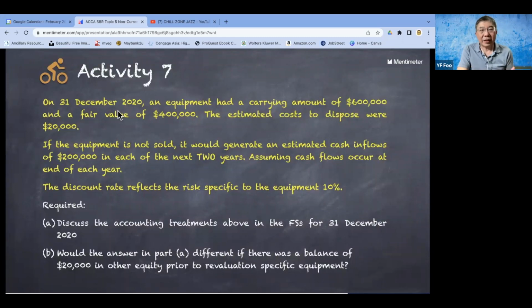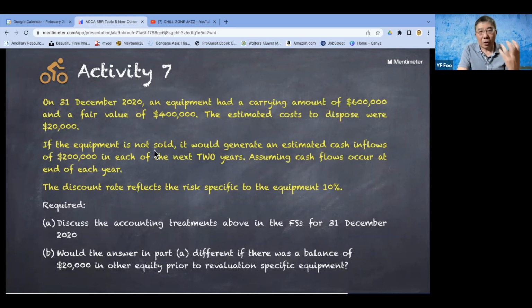In this example, we are talking about a reporting date of 31st of December 2020. The asset of concern is an equipment. It had a carrying amount of $600,000 and a fair value of $400,000, and the estimated cost to sell, to fetch that $400,000, is $20,000. You have to spend this in order to sell it to get $400,000.